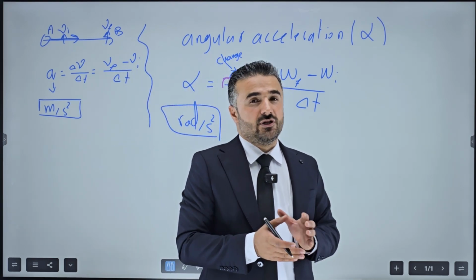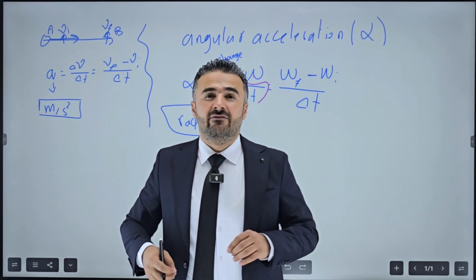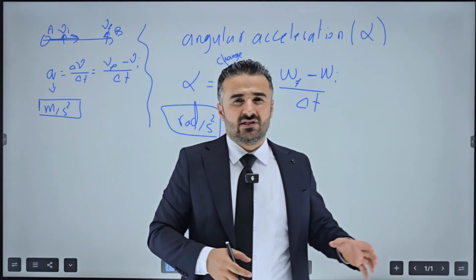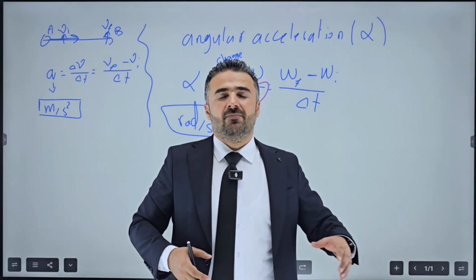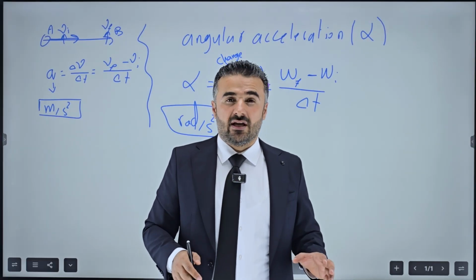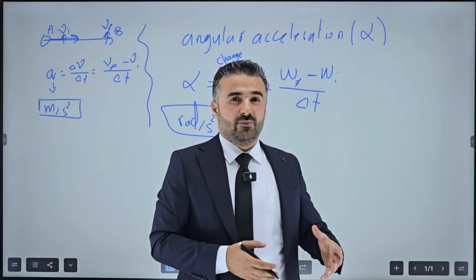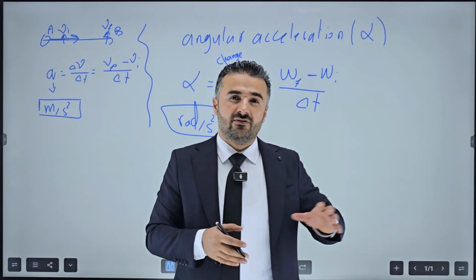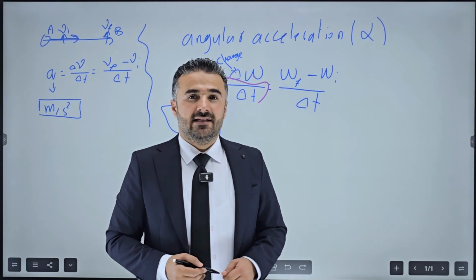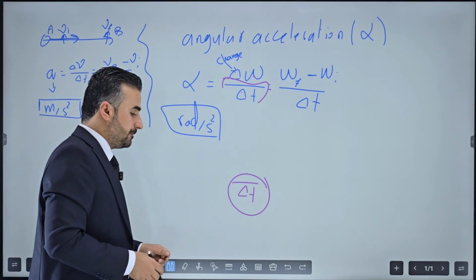I'll repeat the definition again. We'll say angular acceleration is the rate of change of angular speed, and that's it. So once again, the rate of, why? Because it's divided by the time. What is divided by the time? The change of angular speed. So the rate of change of angular speed. And it is measured in radian per second squared here.